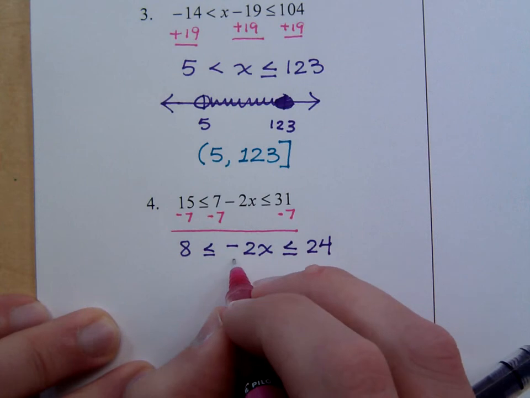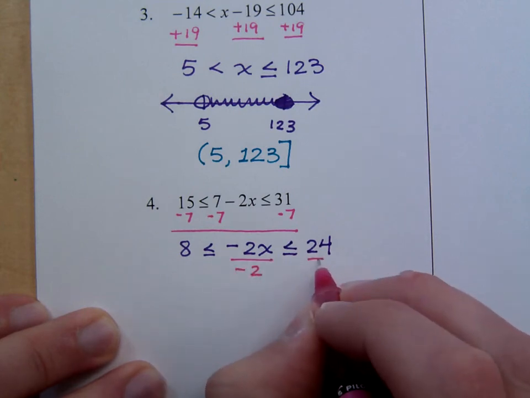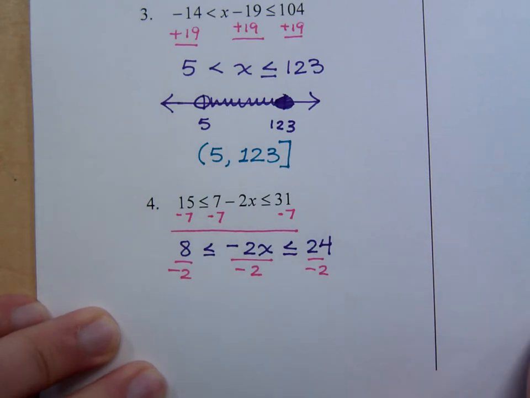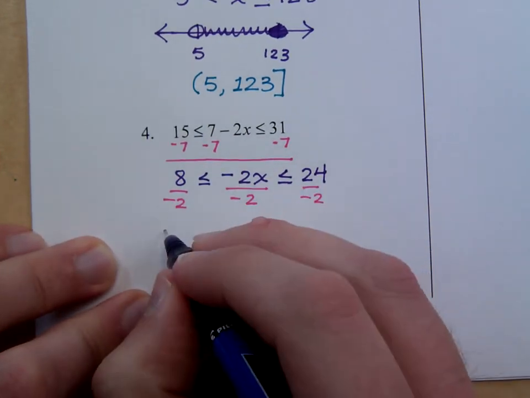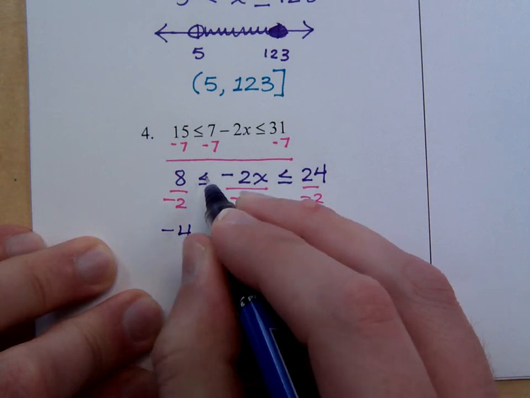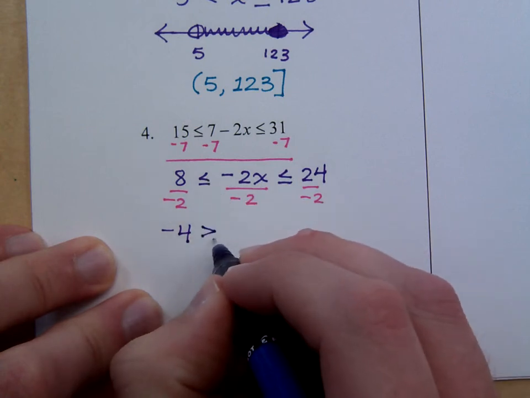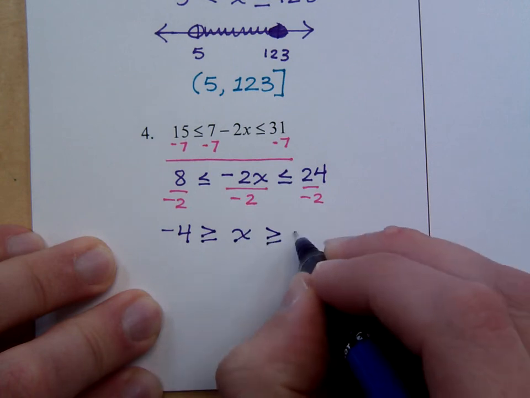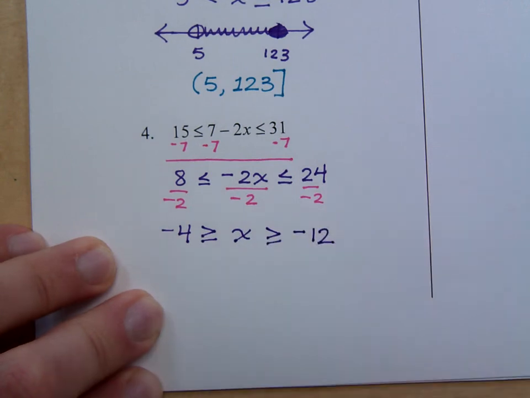Then we divide everything by this coefficient, which is negative 2. And this is where you need to be careful. You are dividing by a negative, so the inequality symbol is going to change around. Instead of being less than or equal to, it now becomes greater than or equal to. This is just x, and then we have greater than or equal to negative 12.